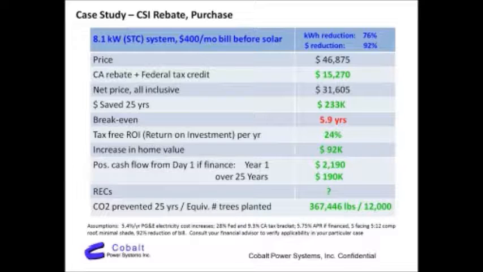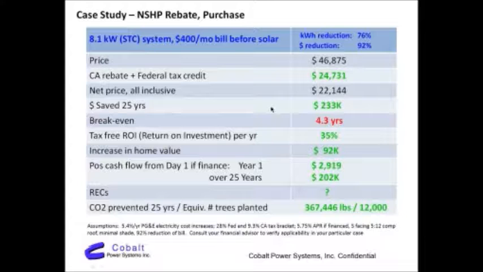So case 2 is the same system, but it's a new solar homes rebate. So remember here you broke even in 5.9 years and you had about a 24% ROI. So here's the next one. 8.1 kilowatt system, same $400 bill, new solar homes rebate. Remember I told you that one is much higher. Here you break even in 4.3 years and you're getting a 35% per year ROI. Pretty incredible investment. It's the same system.